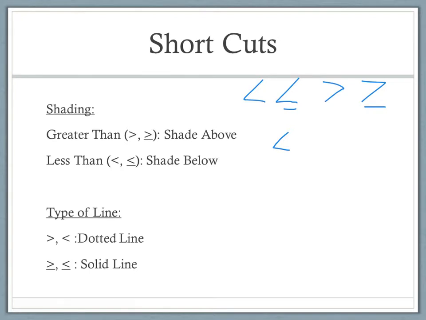Now, for shading, if it's a greater than sign, we're going to shade above. If it's a less than sign, we're going to shade below. For the line type, if it has just a less than or greater than, it's a dotted line. If it's a less than or equal to or greater than or equal to, it's a solid line. One way that I remember it is if it has a line underneath, it's a solid line, or if it's equal to it, it's a solid line.